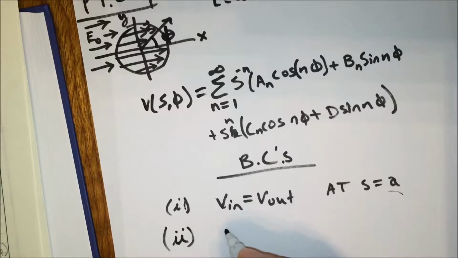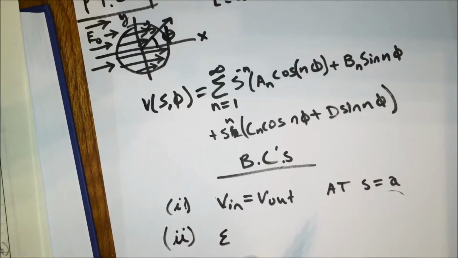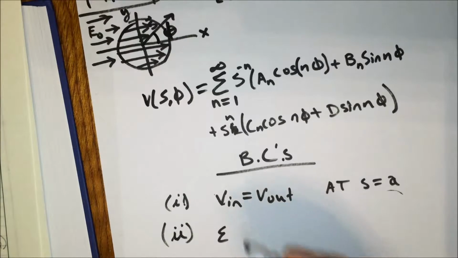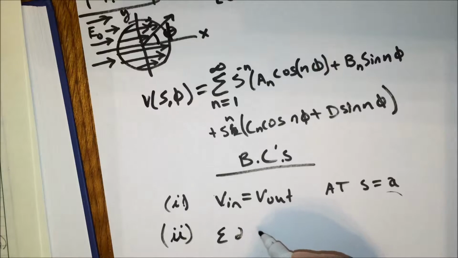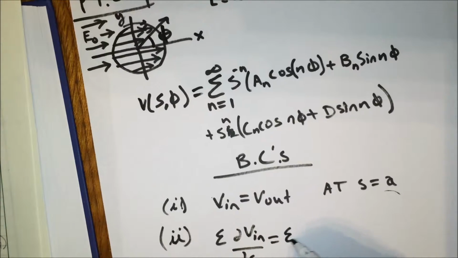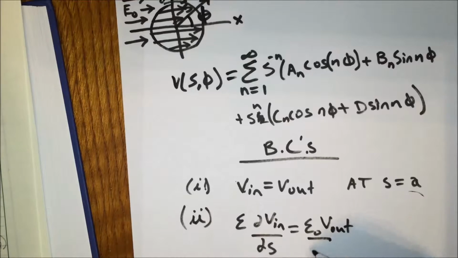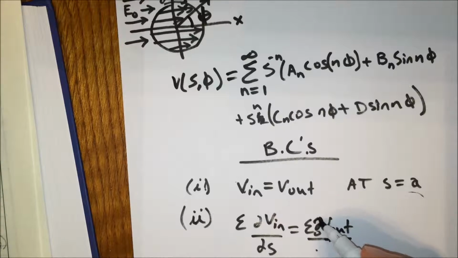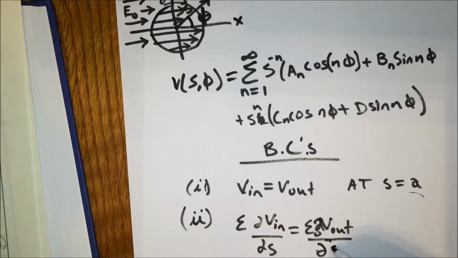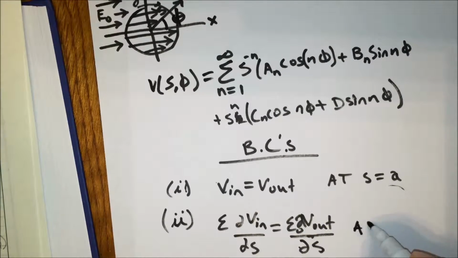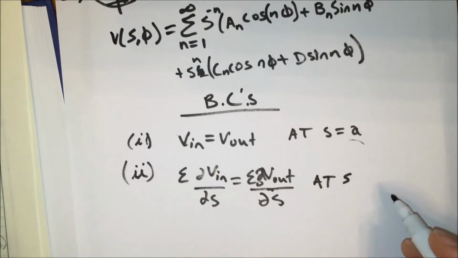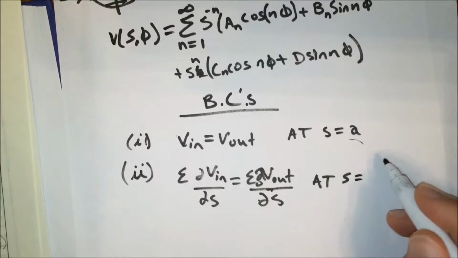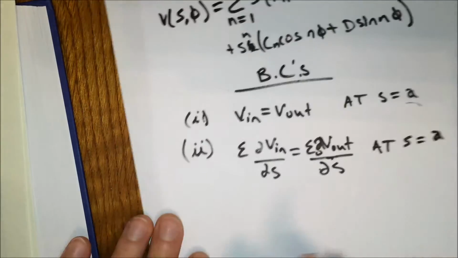Alright, next, the electric field. This is the permittivity on the inside times the partial derivative of the inside potential with respect to S, is equal to the permittivity of free space times the partial derivative of the outside potential with respect to S, at S equals A. This is going to take some time, I can already tell.